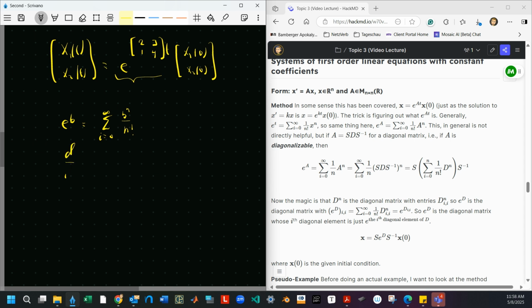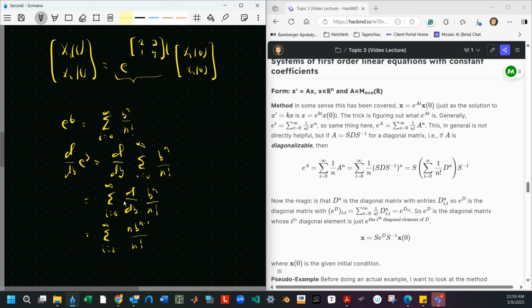So let's take d db of both sides, e to the b, because maybe this is probably the most important and easy to see. The sum from n equals 0 to infinity of b to the n over n factorial. There's a little bit of something here that would need to be justified in an analysis class: I can bring this derivative in, which actually needs to be verified. But when I do that, I get the summation from n equals 0 to infinity, and this becomes n b to the n minus 1 over n factorial.